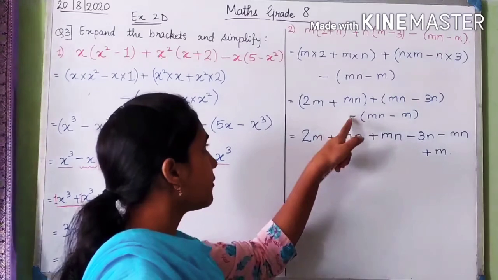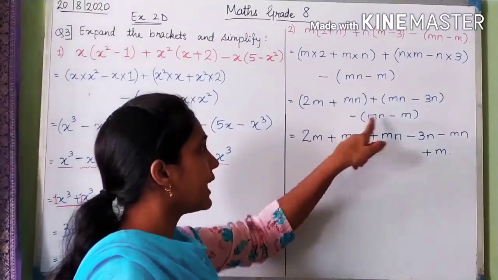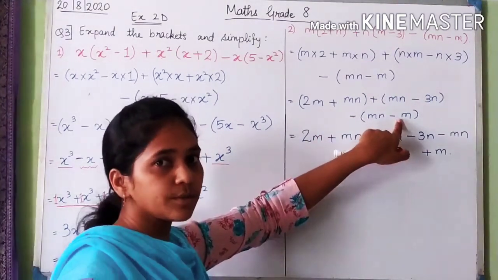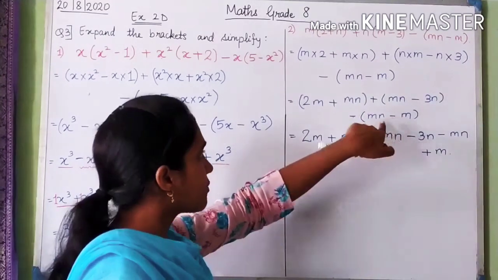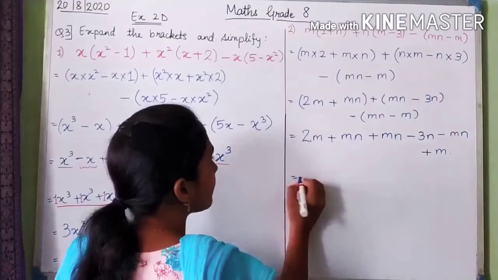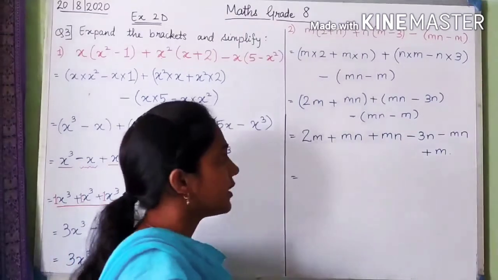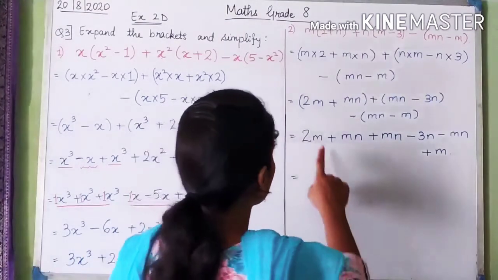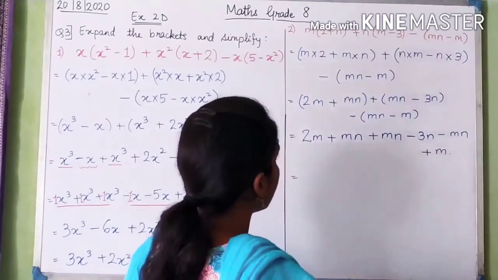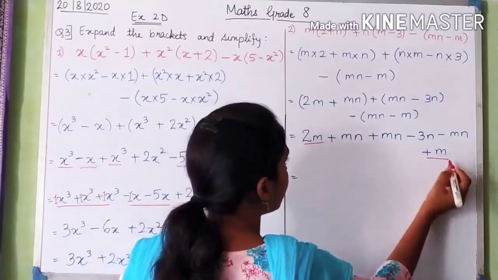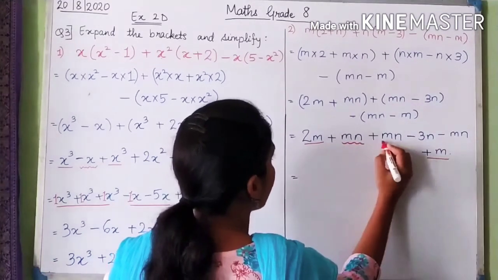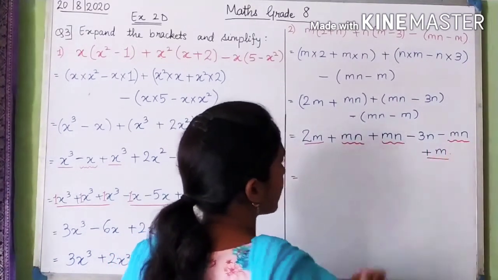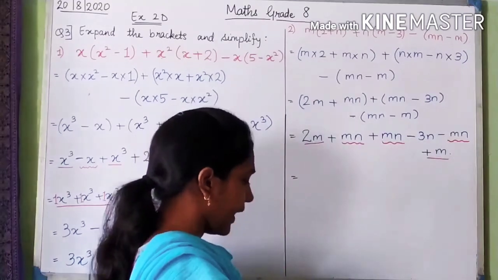That means if there is a negative sign outside, it will get multiplied to the signs of the terms which are there inside and the sign changes. Okay. So that is why we put brackets. Now in this we check the like terms. Is there any m term? Yes, there are two m terms, 2m and m. Then mn terms, there are 3 mn terms. So this one is mn, this and this. And there is only one n term.